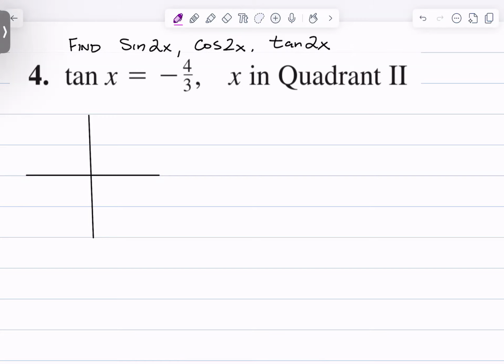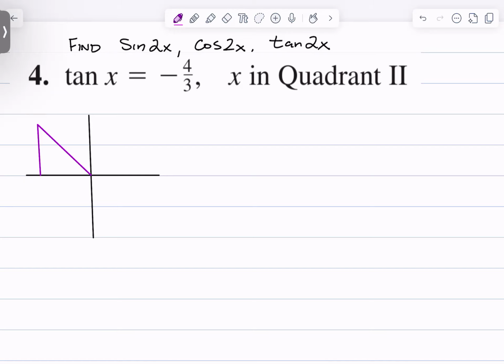So for number 4, it says to find the double angle formulas, or what the double angle is equal to of sine, cosine, and tangent. And number 4 tells us that the tangent of x is -4/3 and x is in quadrant 2. So if x is in quadrant 2, I'm going to draw it out. And that's your first step, to draw it out.